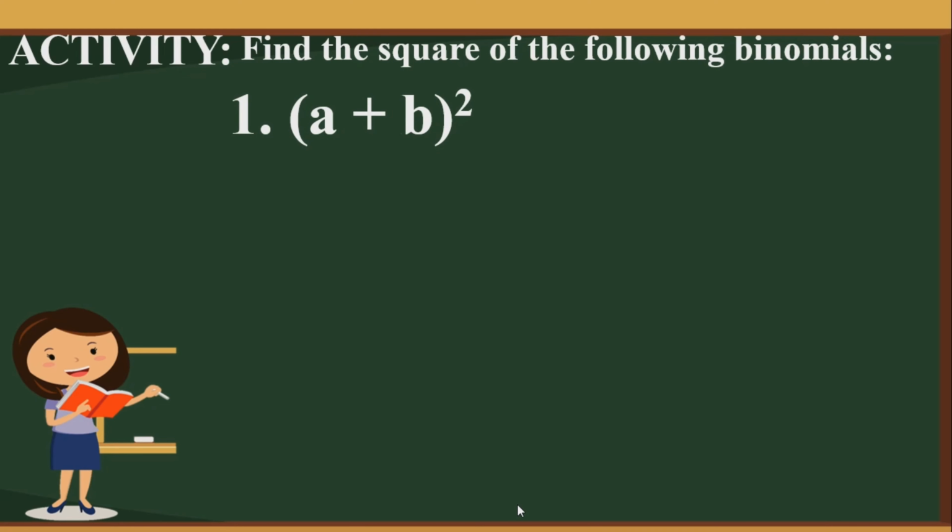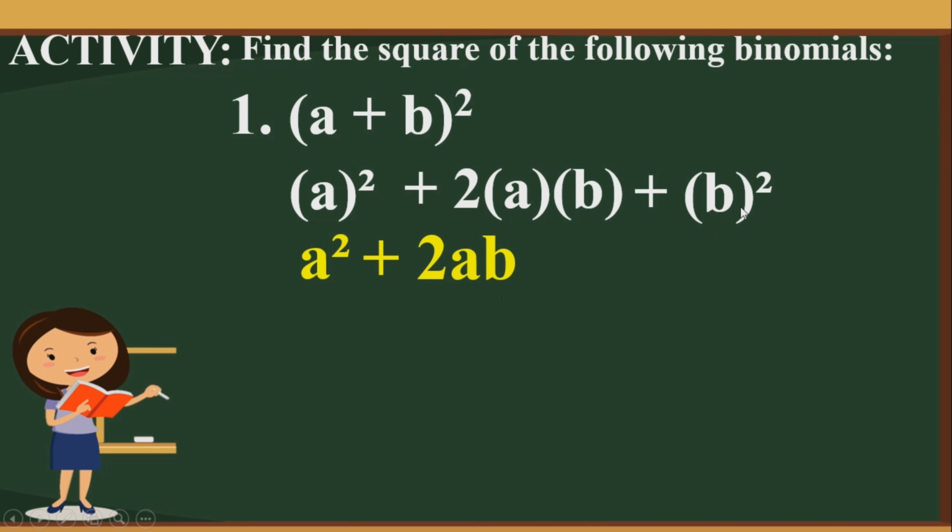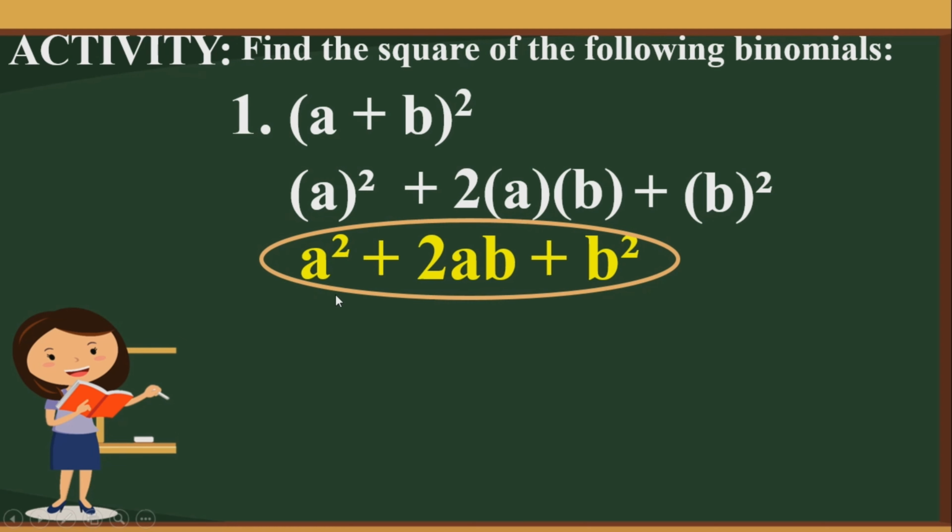Next, let us have this activity. So we have quantity a plus b squared. That would be a squared plus 2 times a times b plus b squared. So a times a, that is a squared, 2 times a times b, that is positive 2ab, and then b times b, that is b squared. Therefore, we have a squared plus 2ab plus b squared.